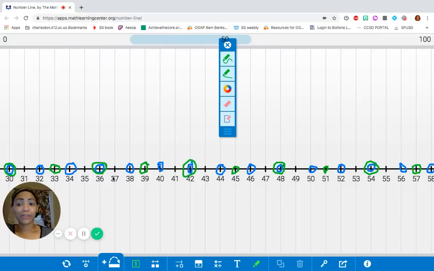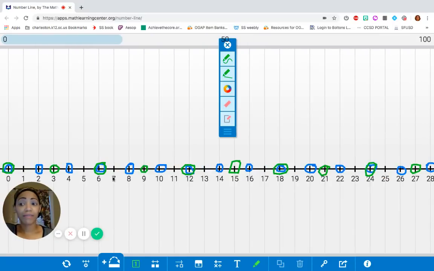So right here you see that we have multiples of 2 in blue, we have multiples of 3 in green, and now we're going to do multiples of 6 in a different color. And I think we're going to choose maybe purple. Let's see if we have purple. No purple, so maybe we'll do orange. And this time I'm going to put a box around the multiples of 6, okay?